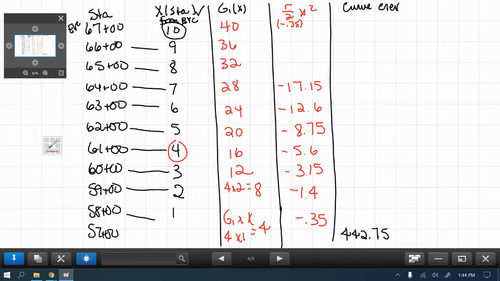Another truck somewhere. It's all right, I'll just do it by hand. So my 8 squared times a negative 0.35, negative 22.4. And then I got 9 squared times negative 0.35. That's a negative 28.35. And the last one is 10 squared times a negative 0.35. Should be 35.